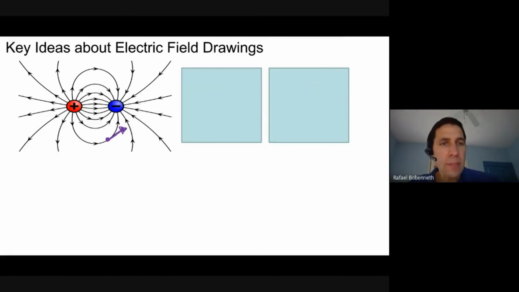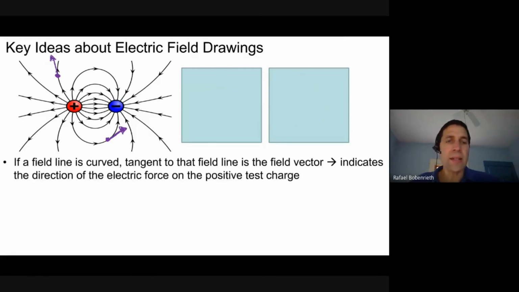Similarly, let's say I picked another purple dot up here on the left. Again, if I want to figure out what direction that test charge will feel an electric force, I'm going to draw a line that is tangent to the field line at that point. So the key idea is that if a field line is curved, then tangent to that field line is the field vector, meaning that's the direction that a test charge will feel an electric force if it is placed there. A positive test charge, in this case.